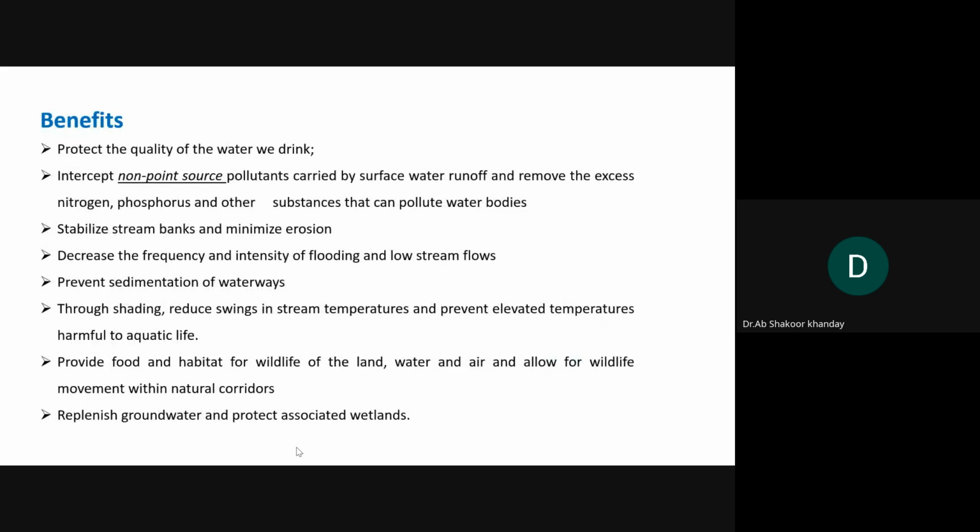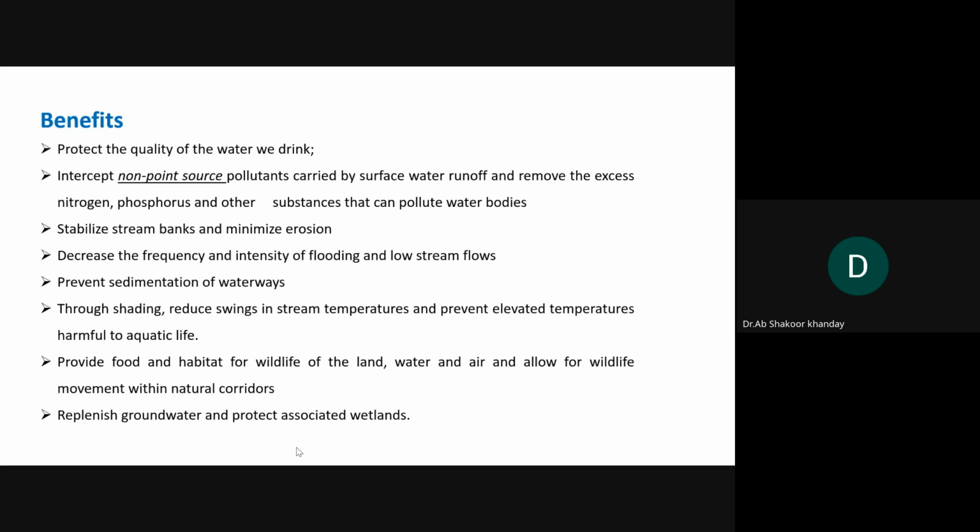Benefits: I am going to discuss these benefits in detail. They protect the quality of water we drink. These riparian buffers trap 60 to 70% of the suspended matter, that means the dirt and the runoff water. For example, when there is torrential rainfall, a lot of suspended material is in the water, and these riparian buffers trap from 60 to 70% of that suspended material, and as a result, they purify the water.